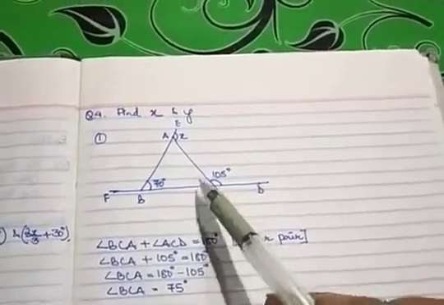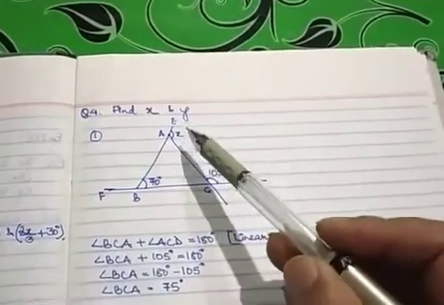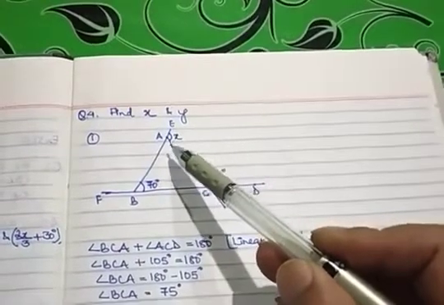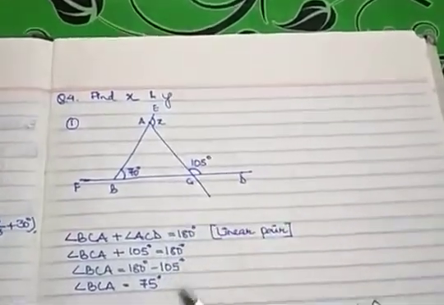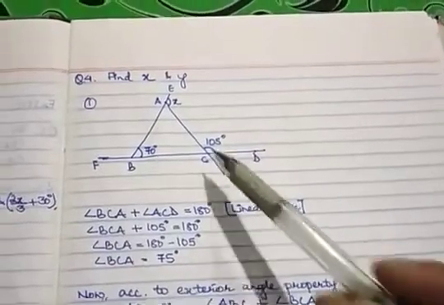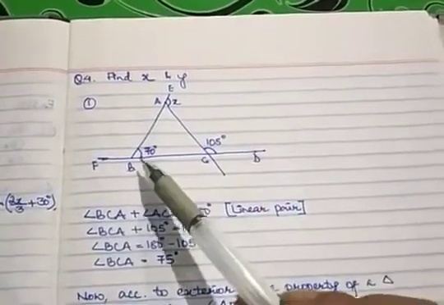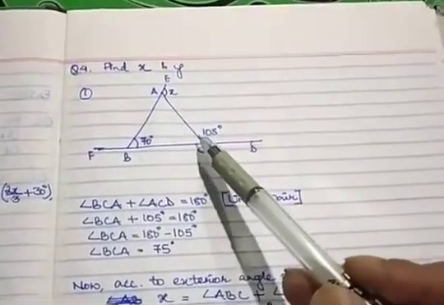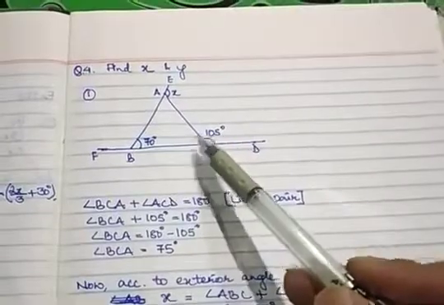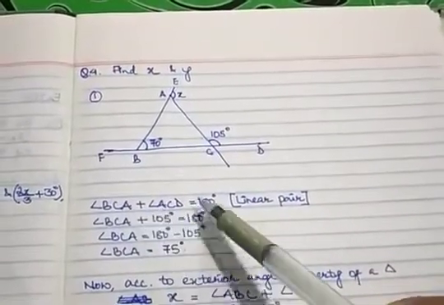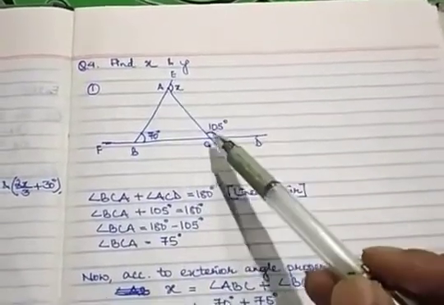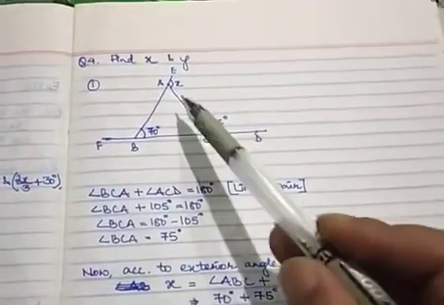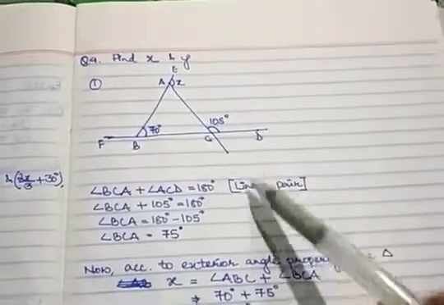Why do we need to find this angle? Because we need to find the value of x. Why? Because x is the exterior angle of a triangle, and the exterior angle will be equal to the sum of its interior opposite angles. So that is what we're going to do. See, I have given the names as well: angle BCA. See, BCA, with the vertex written in the middle, that means I am denoting this angle. So angle BCA plus angle ACD, that is this angle plus this angle, equals 180 degree.